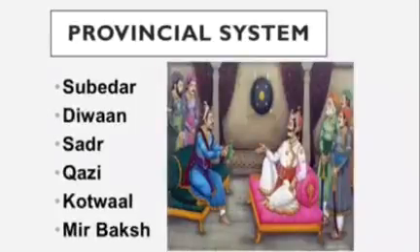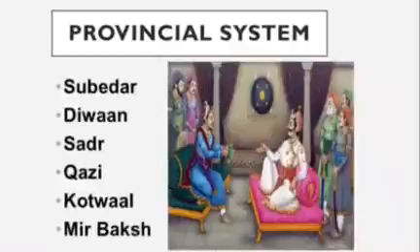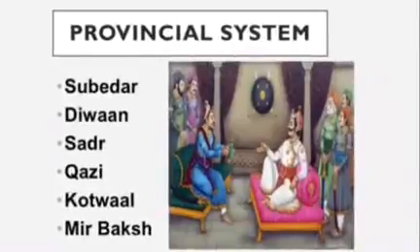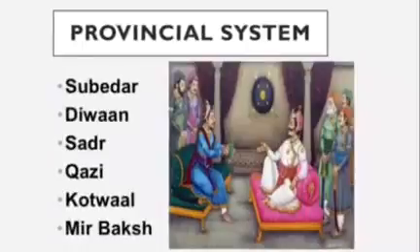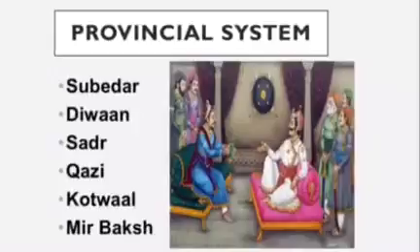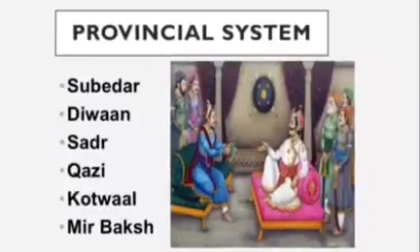Clear? Okay, so next is Kotwal. He took charge of the law and order situation on state levels. Clear? So next is Mir Bakhsh. He was in charge of local taxes and collection of revenue for the state welfare.